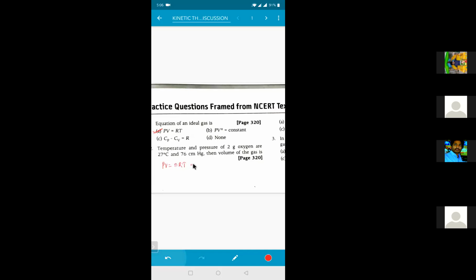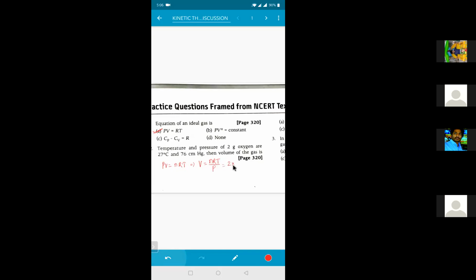We need the volume. So from this I can write V = nRT divided by the pressure. Number of moles is given how much for me, beta? 2. R value is equal to how much for me? 8.3. Temperature is how much? 27 degrees centigrade. Convert that into Kelvin. So it is 27 plus 273. So that will come out how much? 300. Divided by pressure. Pressure is how much? 76 centimeter of mercury column.